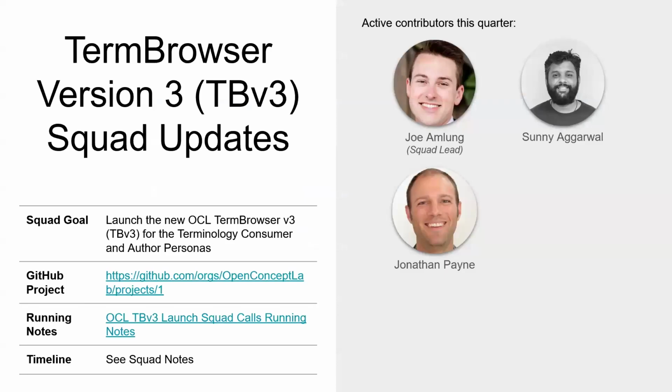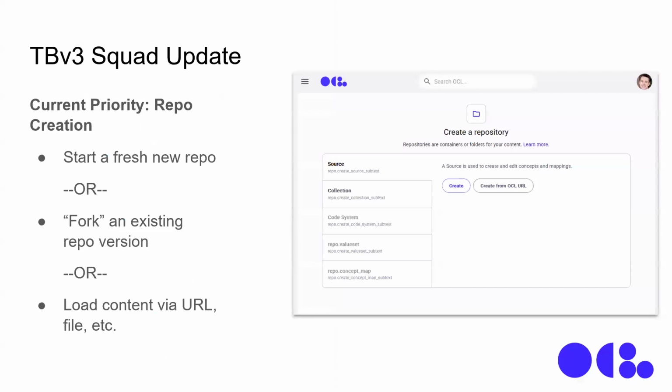So starting with the Term Browser version 3 squad, this is our TBV3 squad, and our goal, as we said, is to launch the TBV3 for two particular personas, the terminology consumer persona and the terminology author persona. We've got links to both our project on GitHub, and then we also do our weekly running notes for every Tuesday. And so far this quarter, it's been particularly me, Sunny, and John who've been working on this, but we are hoping to expand that and see more people in there, especially as we are releasing new functionality on our V3 test environment.